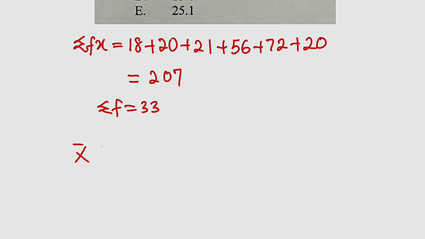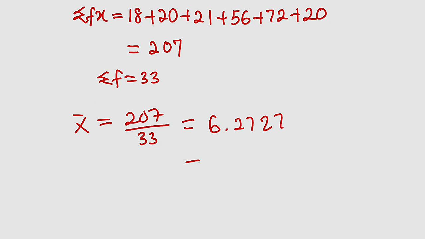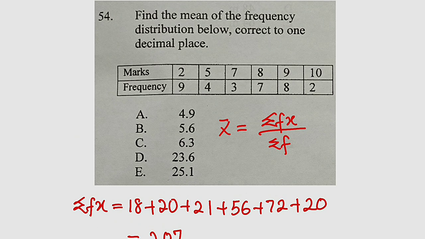Therefore, the mean would be equal to 207, which is the summation of fx, divided by 33. And this is equal to 6.2727, but they said to the nearest one decimal place. So this is 6.3. Which option is that? Option C. Now let us move on to question number 55.